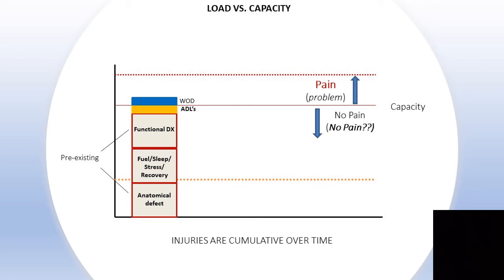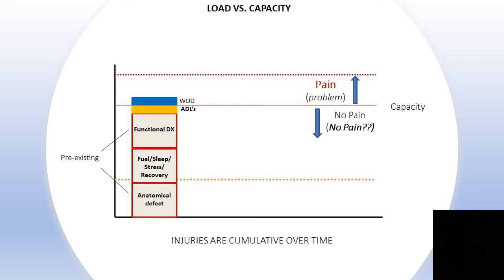The anatomical defects can actually be improved upon with manual therapy. Functional diagnosis obviously can be improved upon with joint manipulation, fascial manipulation, corrective rehab exercises, and other modalities. And fuel, sleep, stress, and recovery is a lifestyle management issue, which can also be affected. And so on top of these three blocks, we typically see patients adding on other things such as their activities of daily living and their workouts, which we describe as workout of the day.